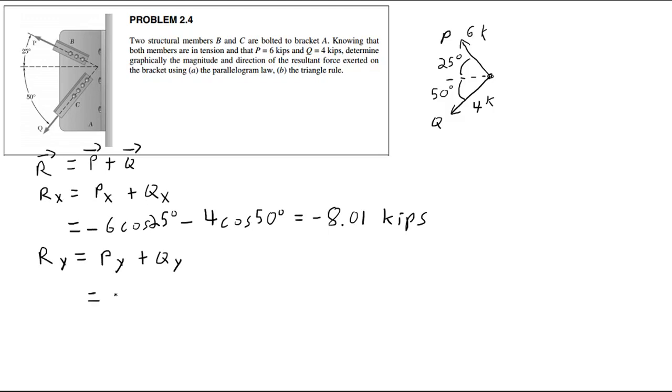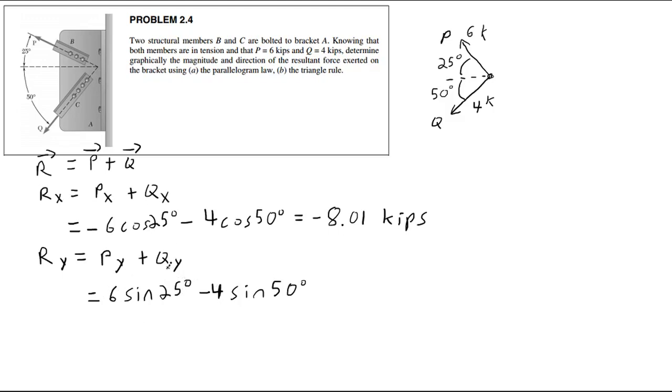So Py is going to be 6 sine of 25 minus 4 sine of 50 degrees. So again, where this comes from is the 6 sine of 25. This is the vertical component of vector P. So vector P has a magnitude of 6 kips and is at an angle 25 degrees above the x-axis. So it's 6 sine 25 with a positive sign here.